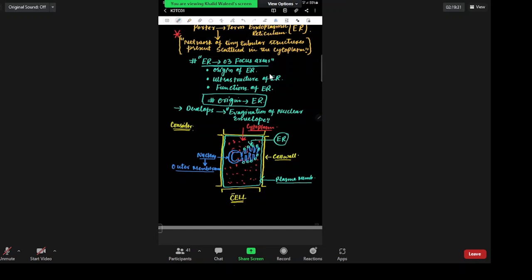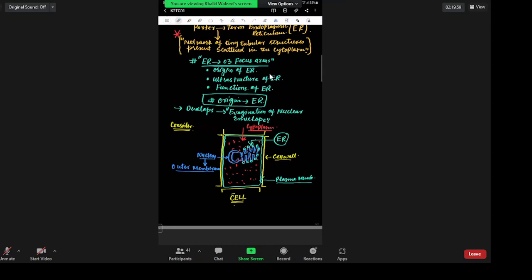समझ में आई आपको बात? जब भी आपको एंडोप्लाज्मिक रेटिकुलम के ओरिजिन की बात करनी हो, तो it always arises from the outer membrane of न्यूक्लियर एनवेलप. हाउ कम? Through its invagination. Through its what? Invagination. This is all regarding the origin of endoplasmic reticulum.